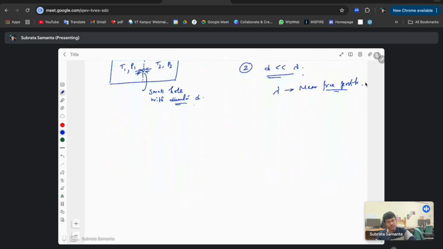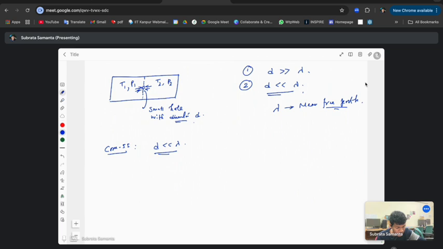So now I consider the second situation, case 2, where D is much less than lambda. That means, in this case, this is basically an effusion process. Your mean free path is larger than the diameter of this hole. So that means the gas molecules are effused. So this is basically an effusion process.